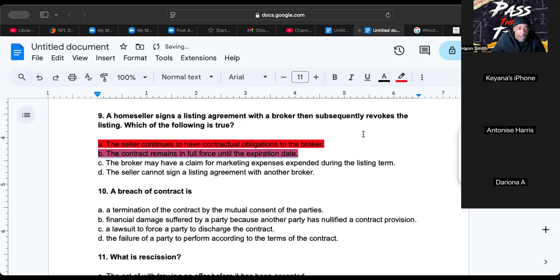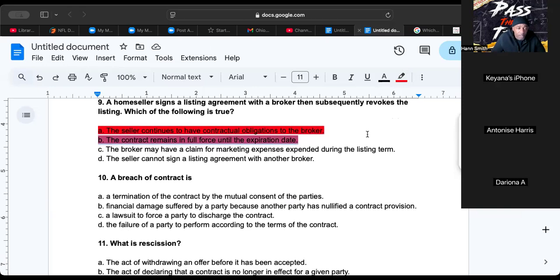All right. So now a seller signs a listing agreement with a broker, then subsequently revokes the listing. Which of the following is true? Is it C? The broker may have a claim for marketing expenses expended during the listing term, or D, the seller cannot sign a listing agreement with another broker. I think the answer is C. I believe it's C. Yeah, I agree.